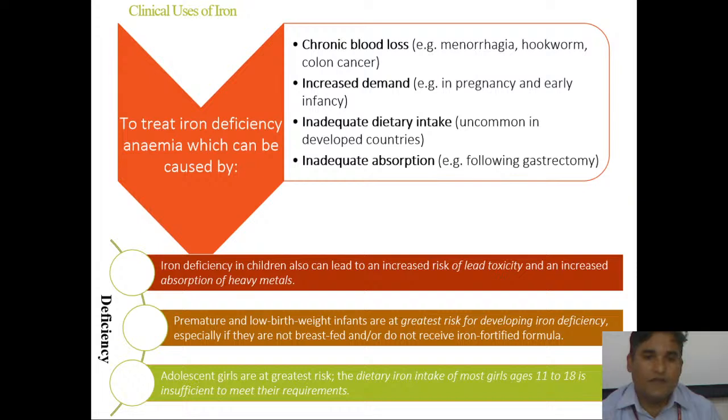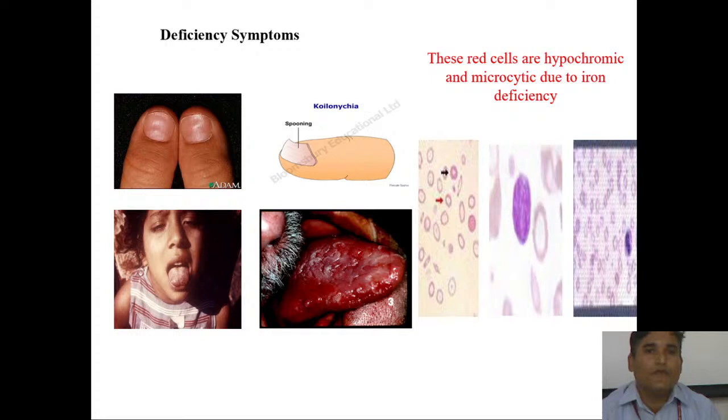Adolescent girls are at the greatest risk. The dietary iron intake of most girls aged 11 to 18 years is insufficient to meet the requirement, and therefore iron supplements must be provided to girls in this age group, particularly age 8 to 18. You can easily diagnose iron deficiency by symptoms, by nails and tongue changes, and these are the signs.